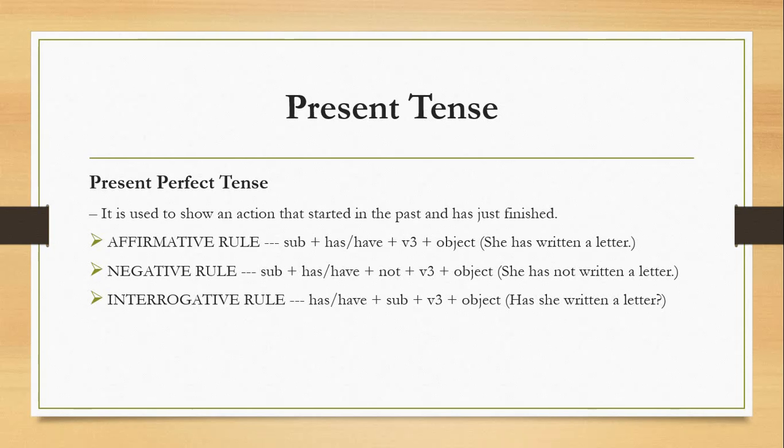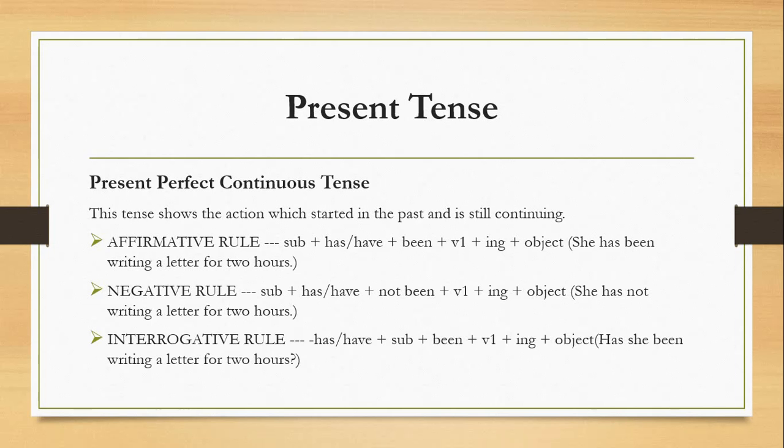Example, she has written a letter. Negative: subject plus has or have plus not plus V3 plus object. Example, she has not written a letter. Then comes interrogative: has or have plus subject plus V3 plus object. Has she written a letter? Then comes present perfect continuous tense. This tense shows the action which started in the past and is still continuing.